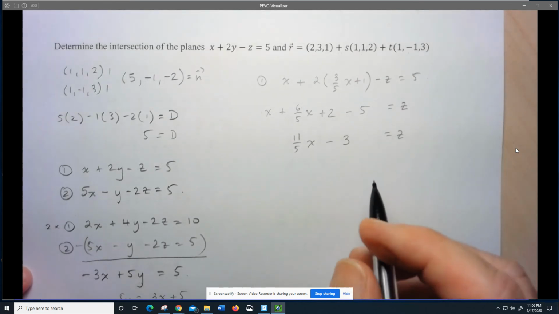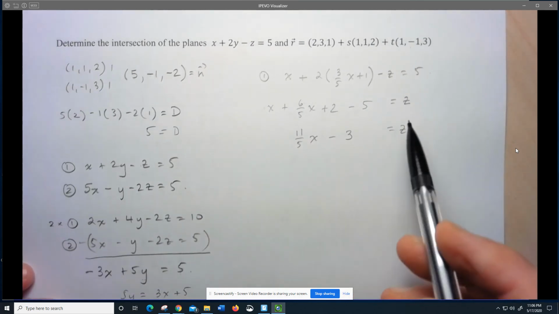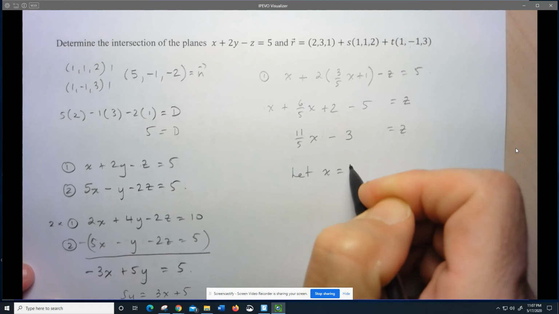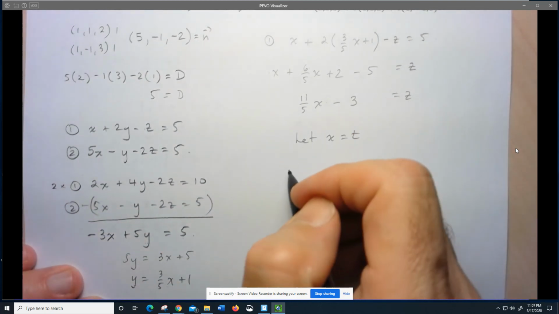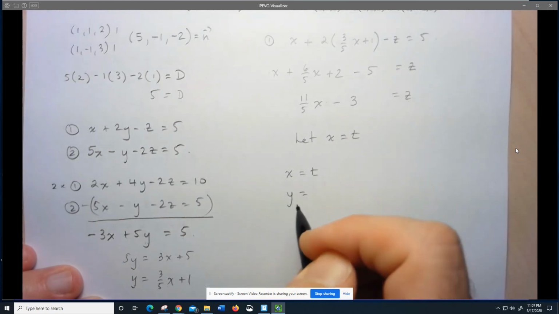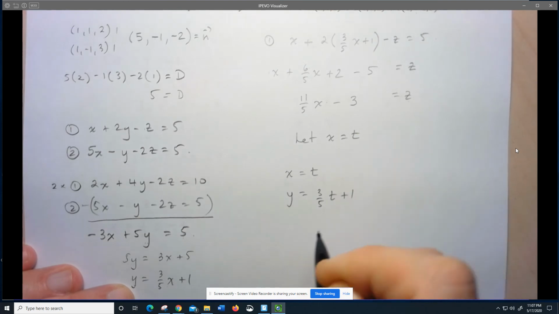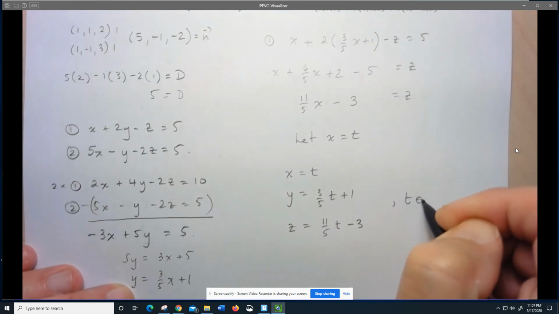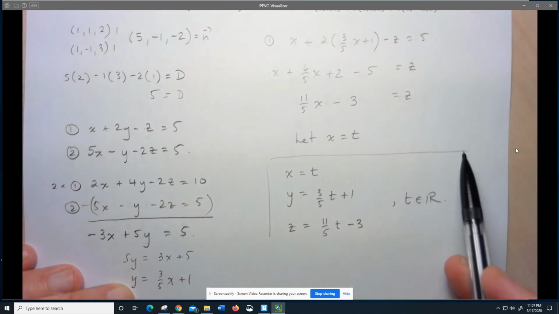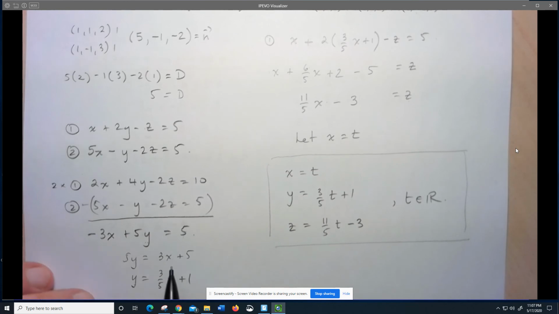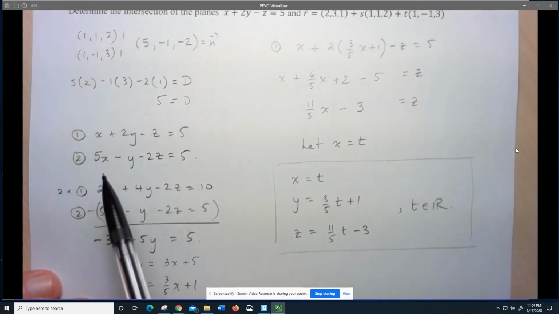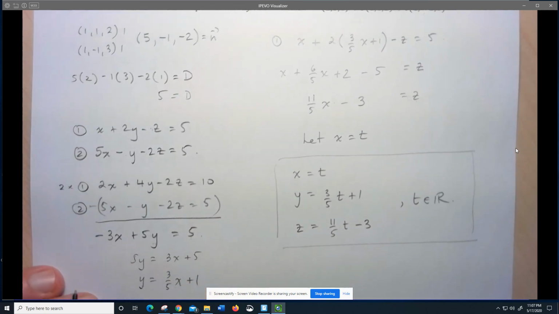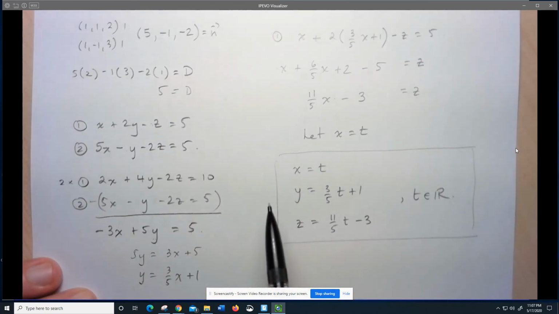Now we've accomplished what we wanted, which is to write two of the components in terms of a third. So now we're going to let x be our parameter t. My equation is going to be x equals t, y is equal to 3/5 t plus 1, and z is equal to 11/5 t minus 3, where t can be any real number. And what does this represent? It represents the equation of a line. By the way, I should have said something here: when you look at (1, 2, -1) and (5, -1, -2), clearly not parallel planes. So not surprising that our end result gives us a line.